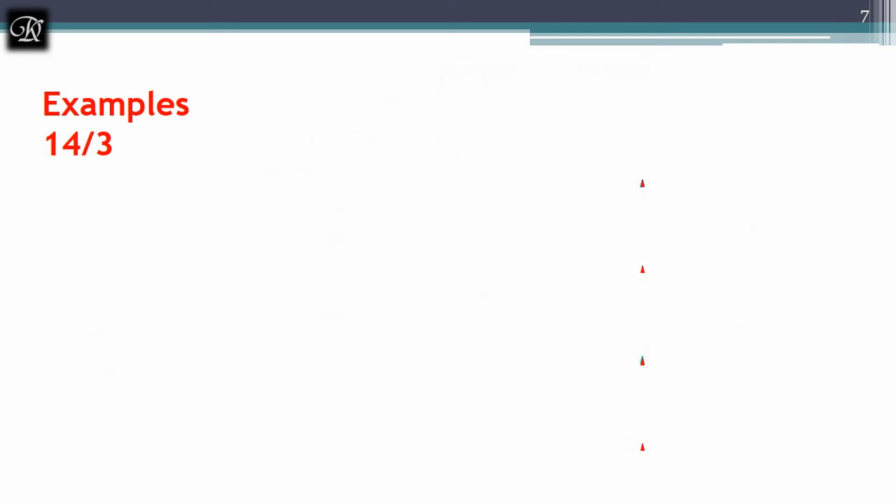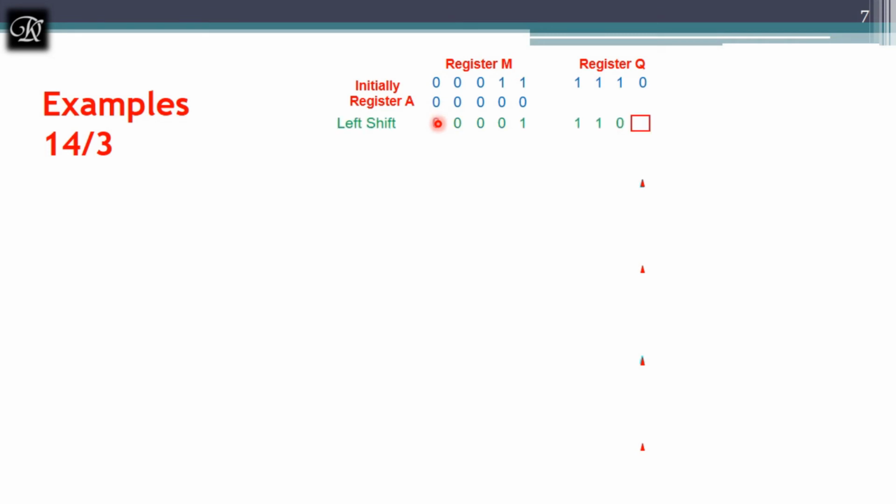We'll see another example, 14 by 3, which I have explained even with the help of the restoring technique. First step will be initialize. Initialize M with 3, Q with 14, A with 0, and we are going to have an additional sign bit for M and A.